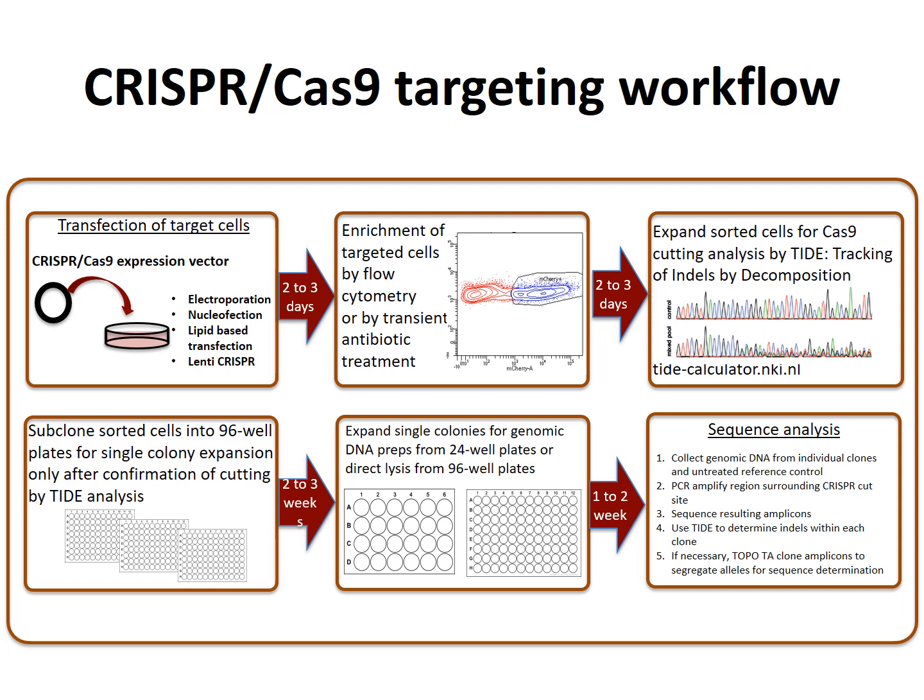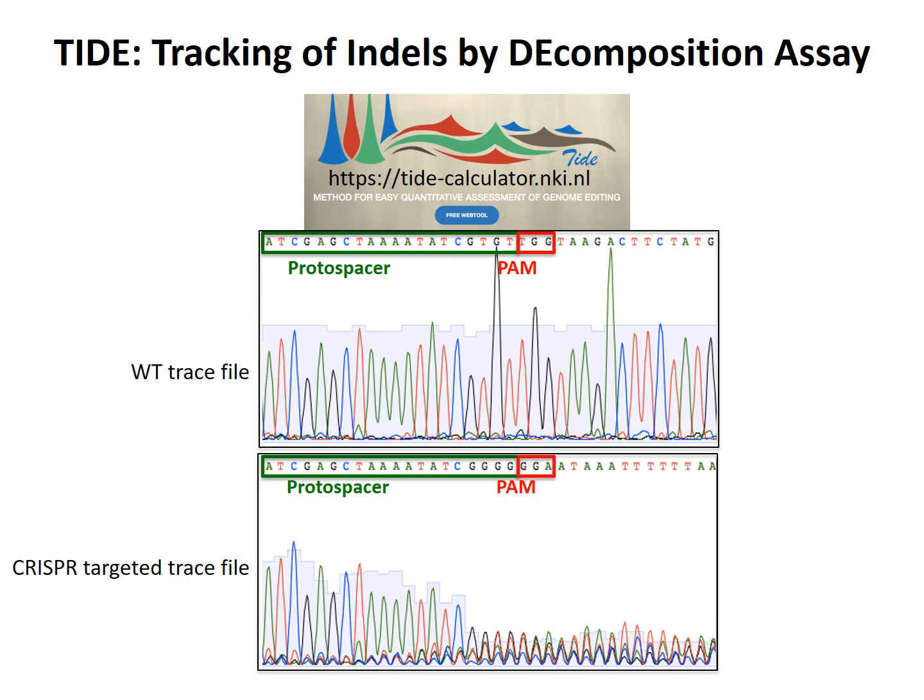And then finally, you want to do sequence analysis on them: collect the genomic DNA from the individual clones, PCR amplify across the region, and sequence the resulting amplicons. And at this point, you can do TIDE analysis as well on these, and I'll show you examples of TIDE analysis on individual clones. And then if necessary, you can TOPO-TA clone these amplicons to segregate the alleles.